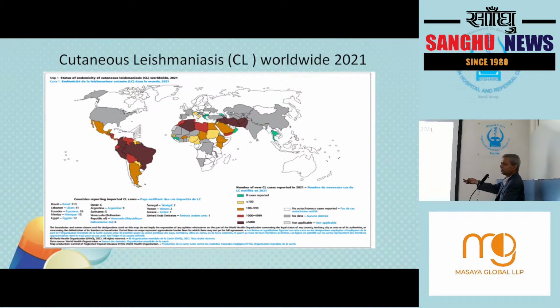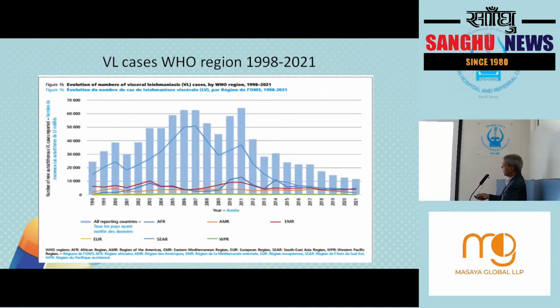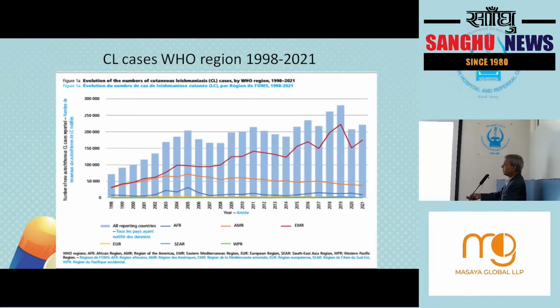We can see a different pattern since 1998 to 2021: the VL cases are coming down, but the CL cases are increasing. Vice versa is happening.